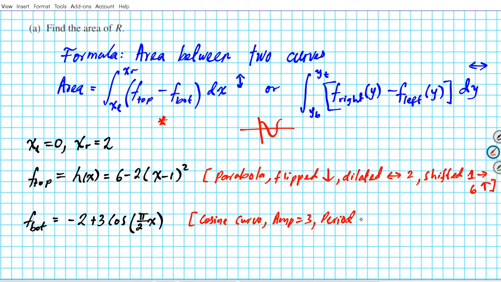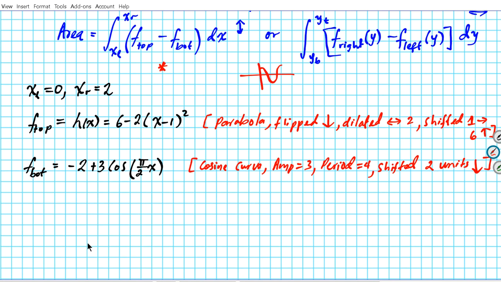The period is 4. It's shifted 2 units down. How do we know that? Well, you have this minus 2 here. That's a vertical shift, shifted 2 units down. Okay, so that's how we know what's the top and bottom function. Ladies and gentlemen, we are ready to evaluate the integral.